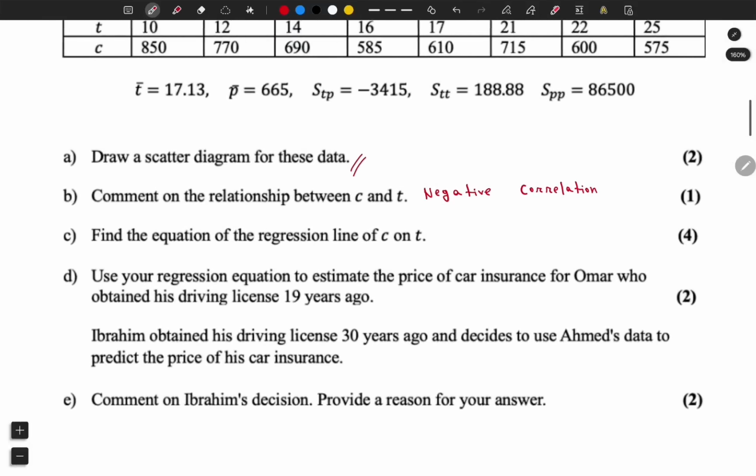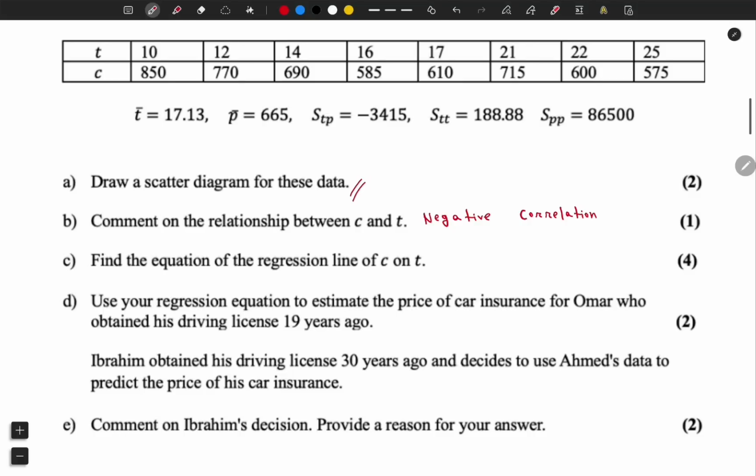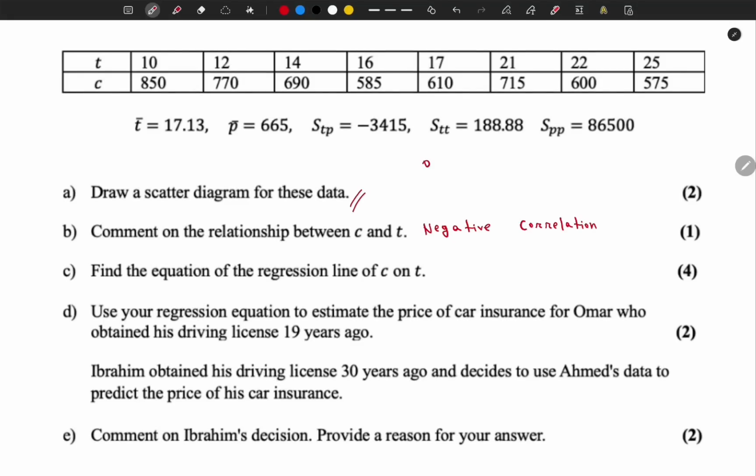Now moving on to the third part of the question, we need to find the equation of the regression line of C on T. So first of all, the equation of the regression line should look something like this: P equals A plus B times T. Now, the question is, why is it P? It could be in terms of C and T only.